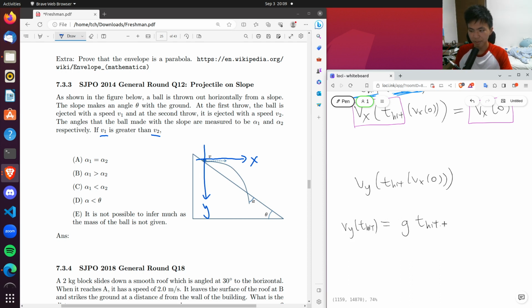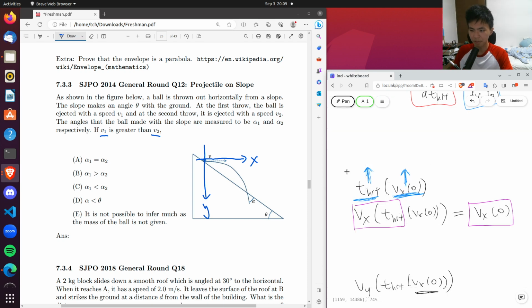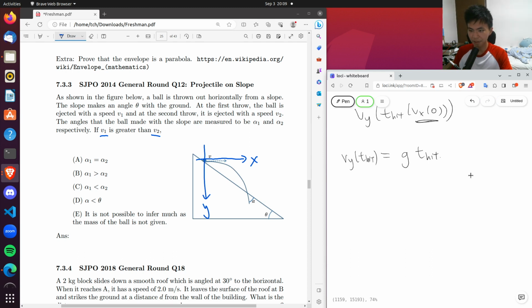Now, we know that T hit increases as Vx naught increases. We reasoned it out over here. But how exactly? That's what we're going to find out now. We're interested in the dependence of T hit on Vx naught because we already have the dependence of Vy on T hit. So we already have this connection. What's left is to find this connection precisely, analytically. I mean, when you find a mathematical, quantitative relation instead of just a qualitative relation.